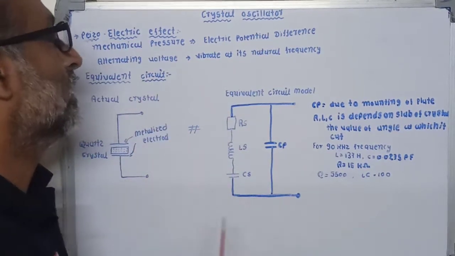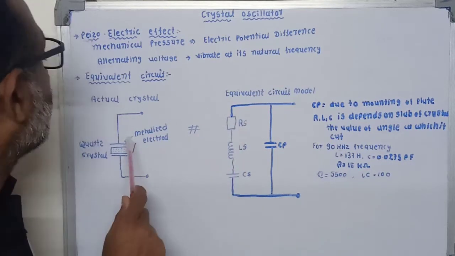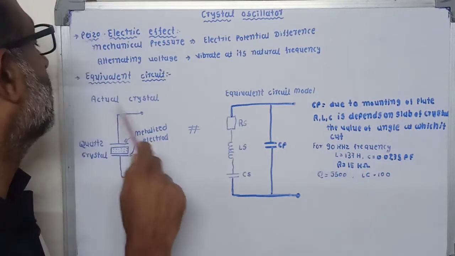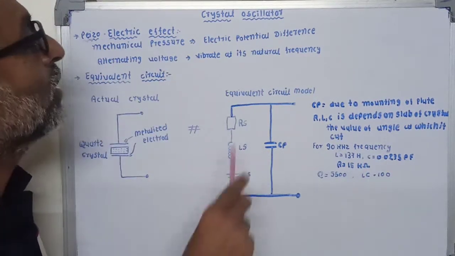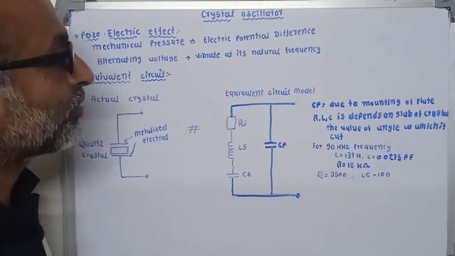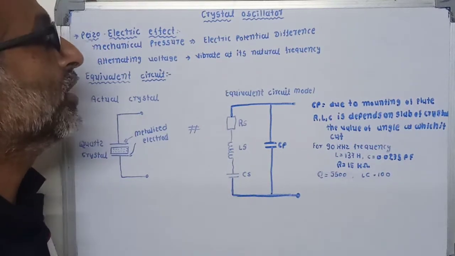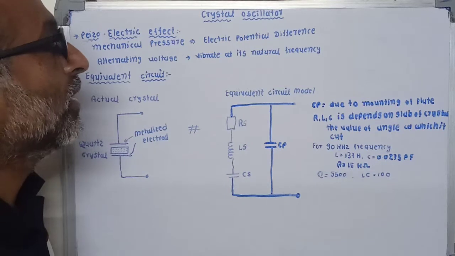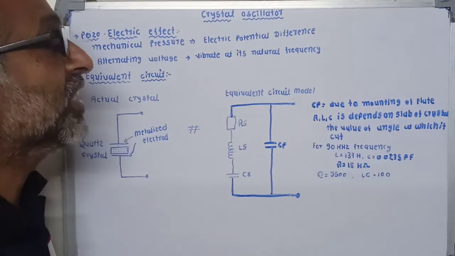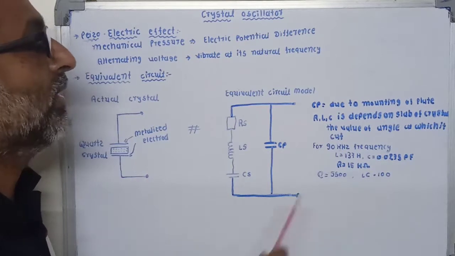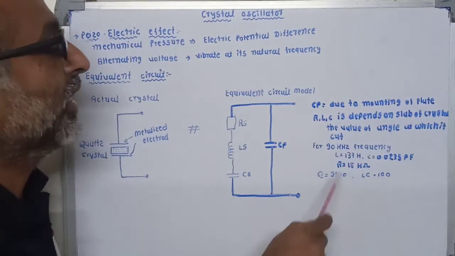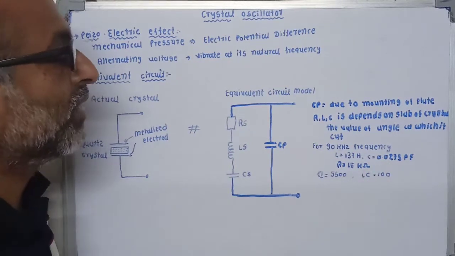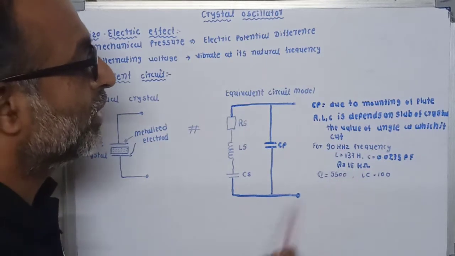Next, the equivalent circuit. This is your actual crystal, and this is the equivalent circuit model of this crystal. Here Cp is the capacitor due to the mounting of the plates, where R, L, C depend on the slab of the crystal and the angle at which it is cut. For a 90 kilohertz frequency, L is equal to 137 Henry, C is equal to 0.035 picofarad, and the value of R is equal to 15 kilo ohm.